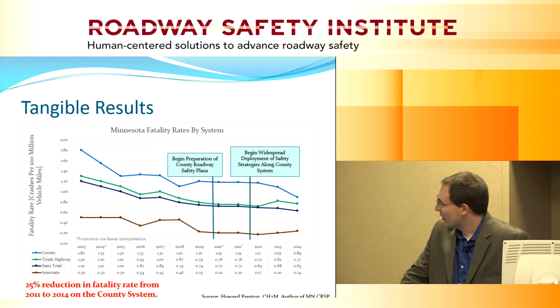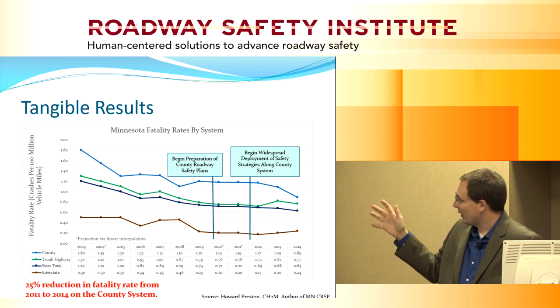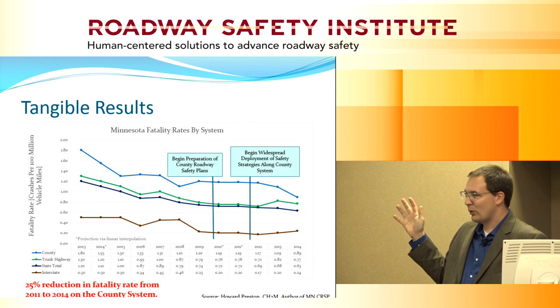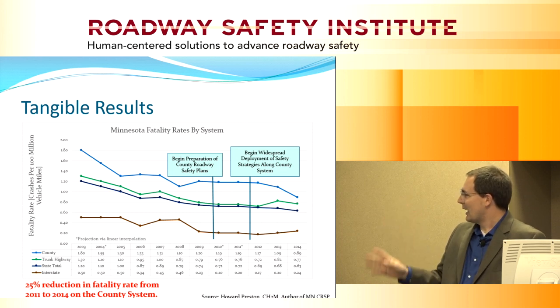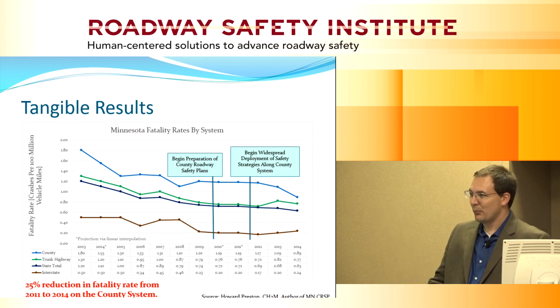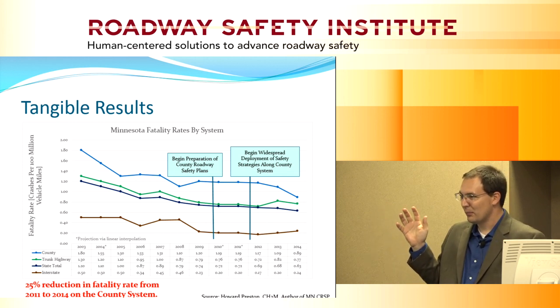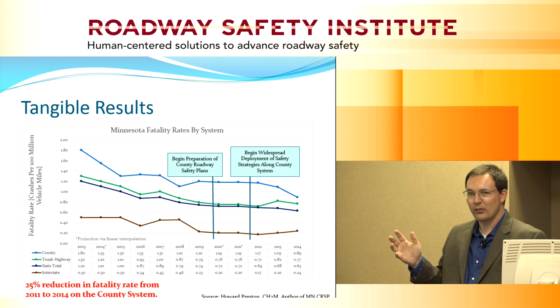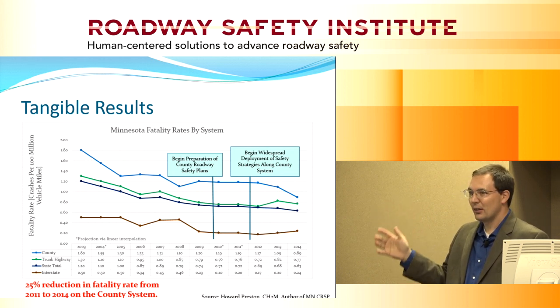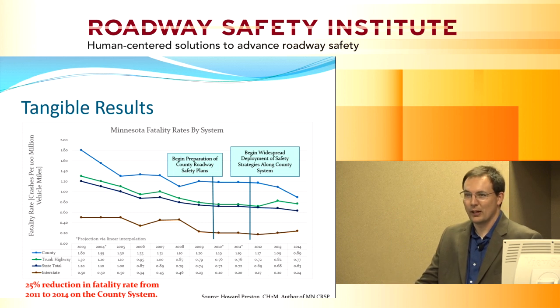But you can see that we started preparing the plans in about 2009, 2010. Widespread deployment was beginning in 2011 to 2012. I'm not going to argue that these plans had everything to do with that bend, but I think there's some interesting initial results taking place. The only system that had a marked decrease was the county road system in that time frame.